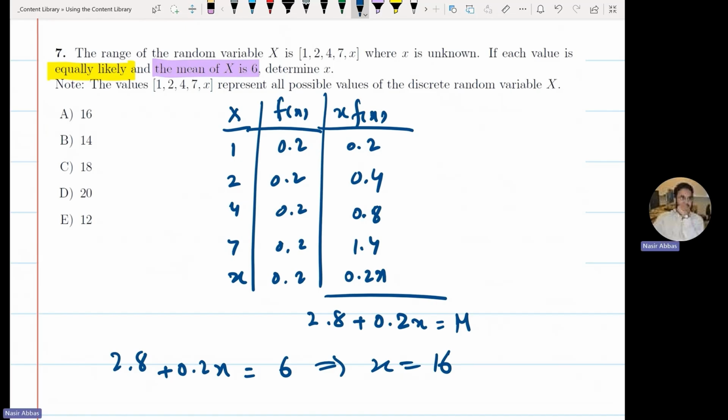This is not a binomial distribution. For a binomial distribution, the probabilities are not constant. Here it is equally likely. In a binomial distribution the probabilities are not constant. They depend upon the values of n and p. They are very rarely constant, usually not constant. Any other question? Because of equally likely. Any other question?